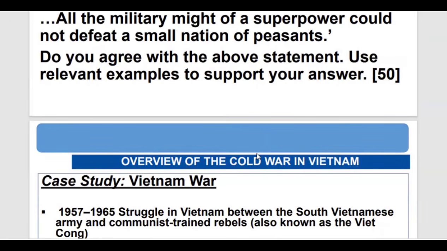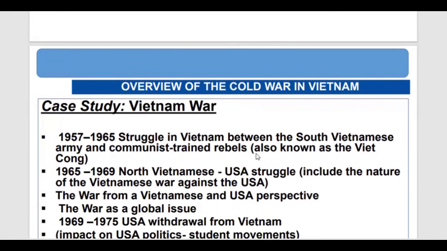Right. So what I'm going to do here, I am going to be using the content in this presentation to explain so that maybe I fully equip you with the skills of writing the essay, at the same time with the content required in explaining and creating full paragraphs. Right, let's look at the overview of the Cold War in Vietnam.